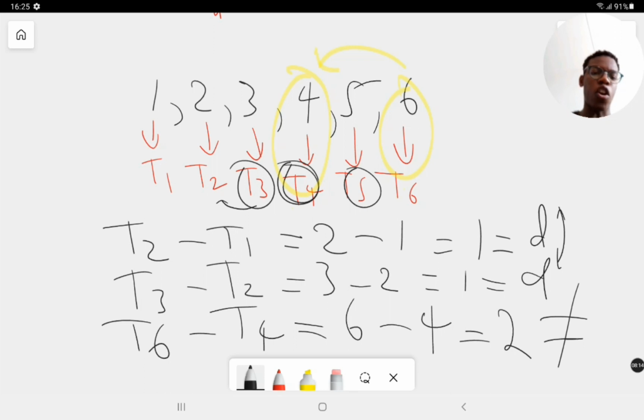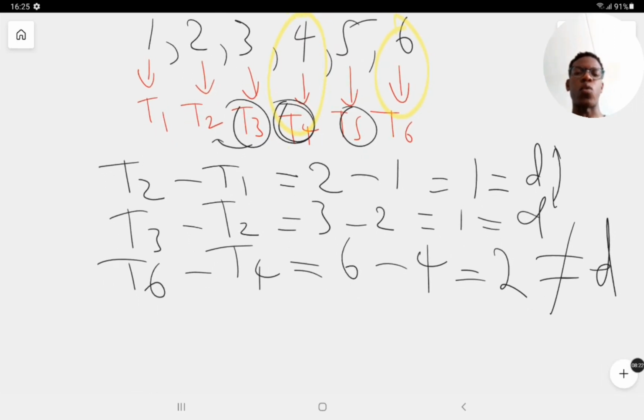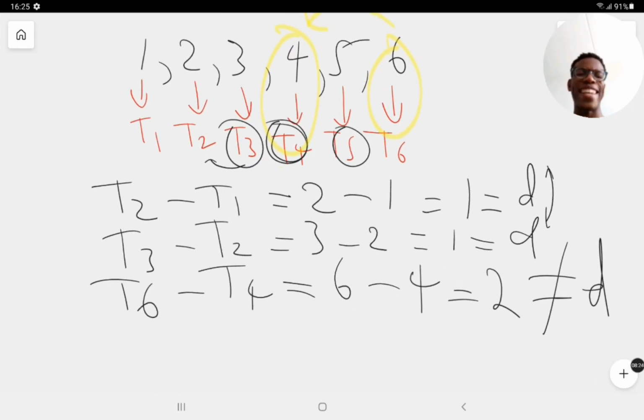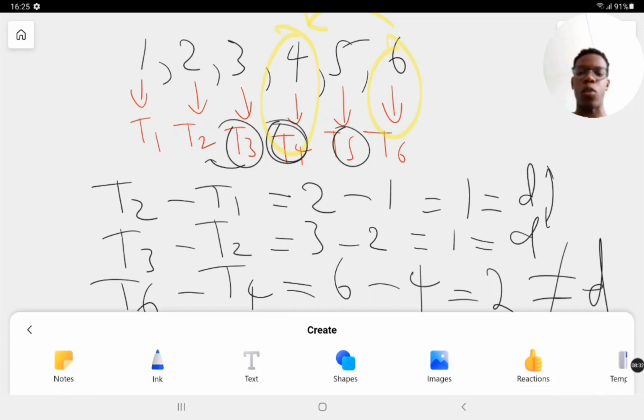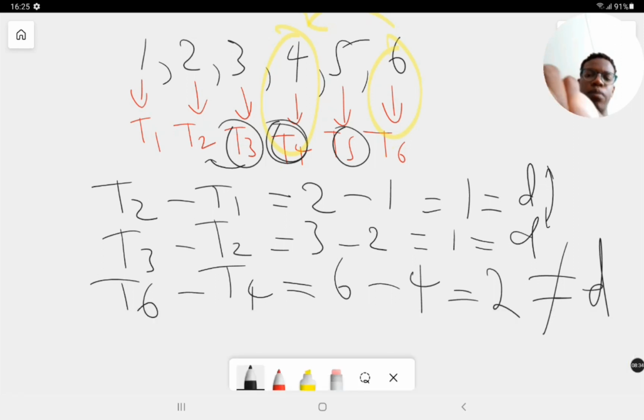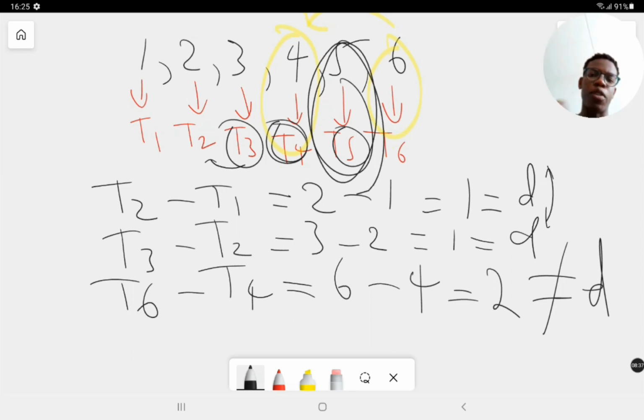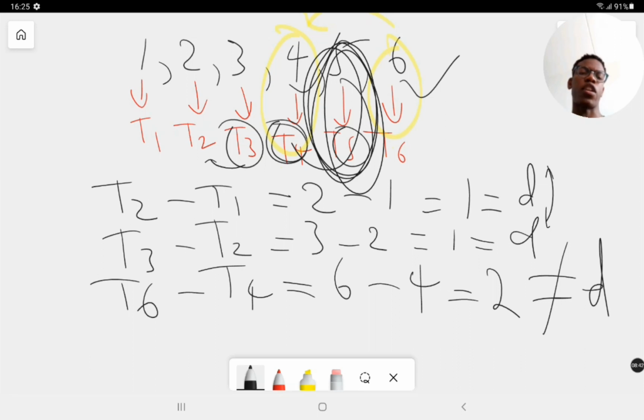Now, this is not equal to D. This does not mean that this is not an arithmetic sequence. It is an arithmetic sequence. The rules say that you have to subtract two successive terms, or two terms that follow one another. They have to be next to one another. You can't skip a term, just like we did here, and focus on this term and that term, because then it's not going to give you a constant difference when you're checking if this is an arithmetic sequence or not. Okay, so that's what makes this an arithmetic sequence.